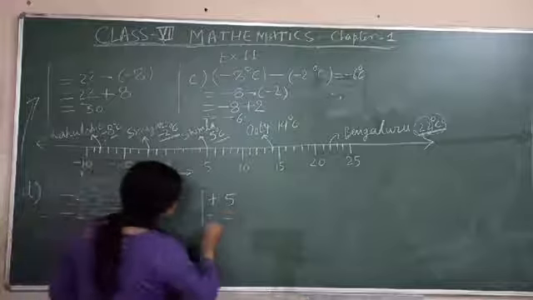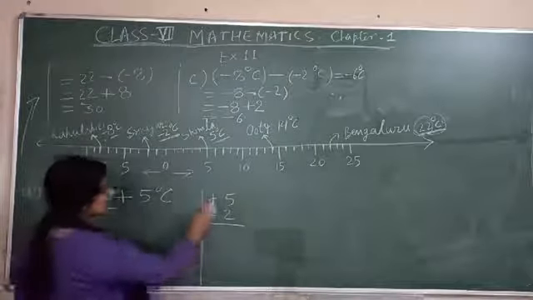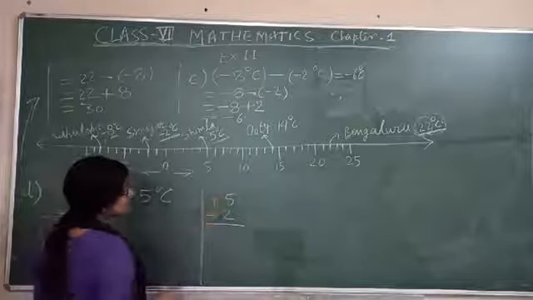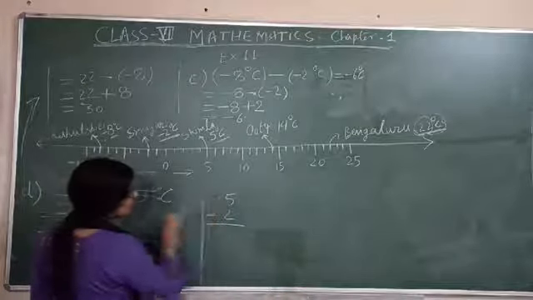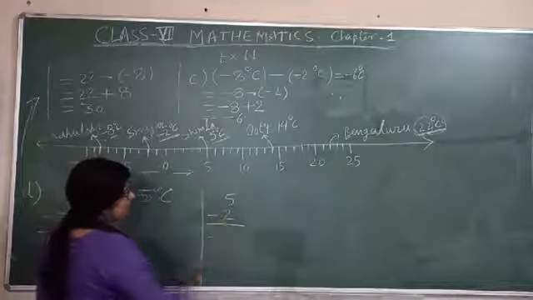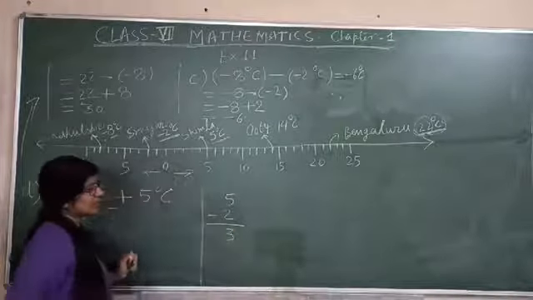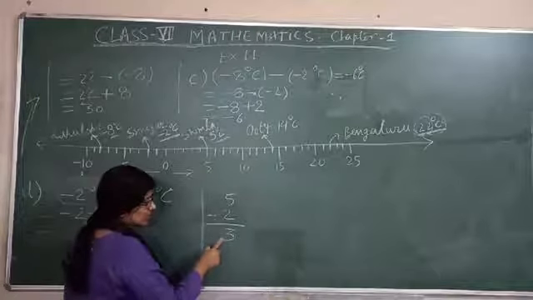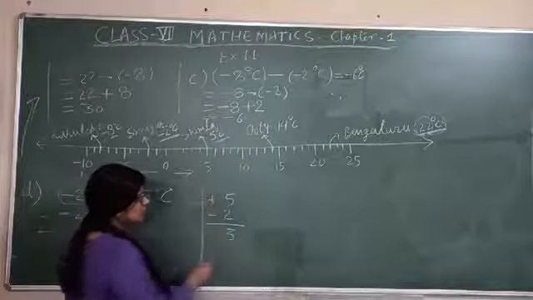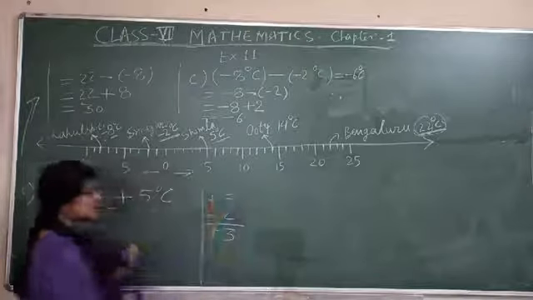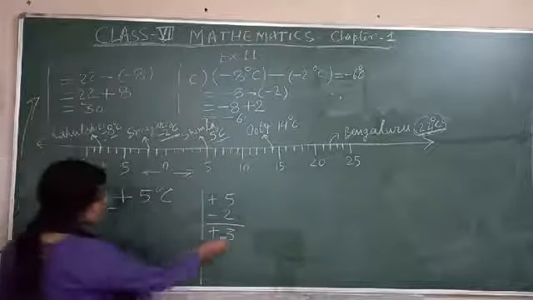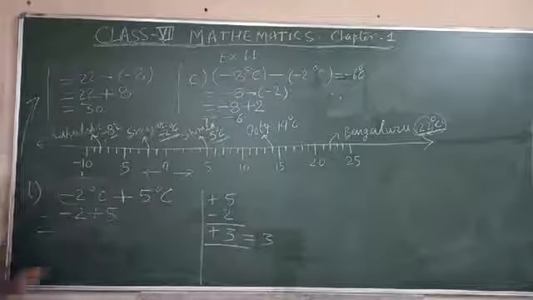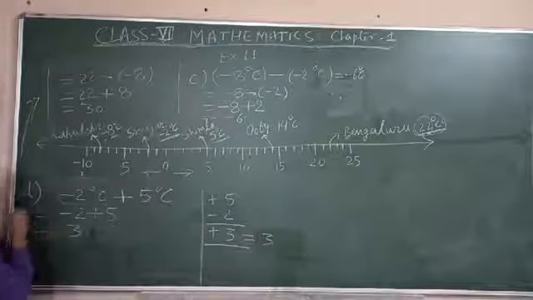+5 -2. Generally in your childhood, in lower classes, you did this. When there is no sign, it means plus. So you can do it easily. 5 minus 2, how much? 3. And when you do 5 minus 2 in lower class, it is 3. Yes, the sign is plus, because the greater number is plus. So this one is also plus, and there is no need to show the plus sign. So we can write only 3. So your answer will be 3.